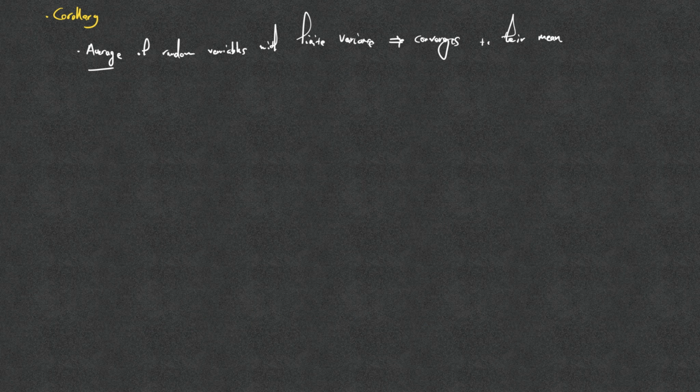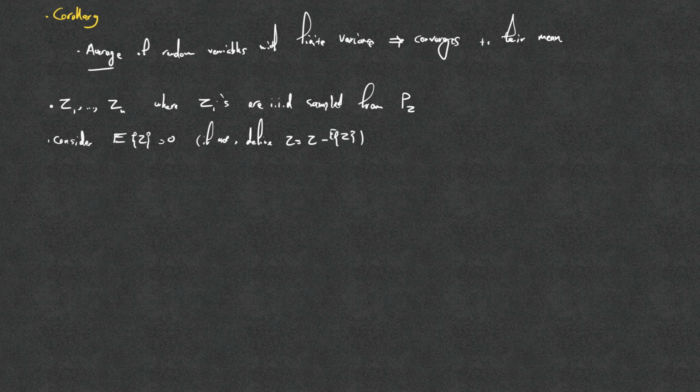An important corollary of this is that if you consider random variables with finite variance and you average a lot of them, the average is going to converge to its mean. For example, say z1 to zn are independently sampled from a distribution, and let's say the average of them is 0 for easier writing. If not, you can define a new random variable z minus Ez, which will have the expected value of 0.